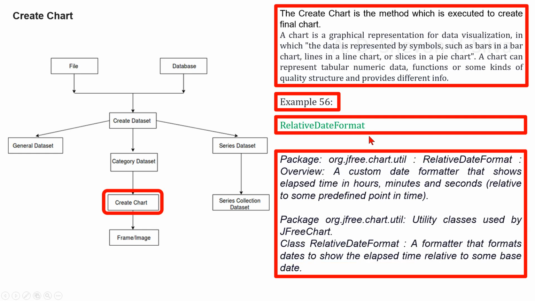Overview in relative date format in package org.jfree.chart.util, a custom date formatter that shows elapsed time in hours, minutes and seconds relative to some predefined point in time. The package org.jfree.chart.util flex utility classes used by JFreeChart. The class relative date format, a formatter that formats dates to show the elapsed time relative to some base date. You can use this formatter to format the labels on an axis that shows elapsed time. For example, relative date format demo1.java. This class was first introduced in JFreeChart 1.0.3.